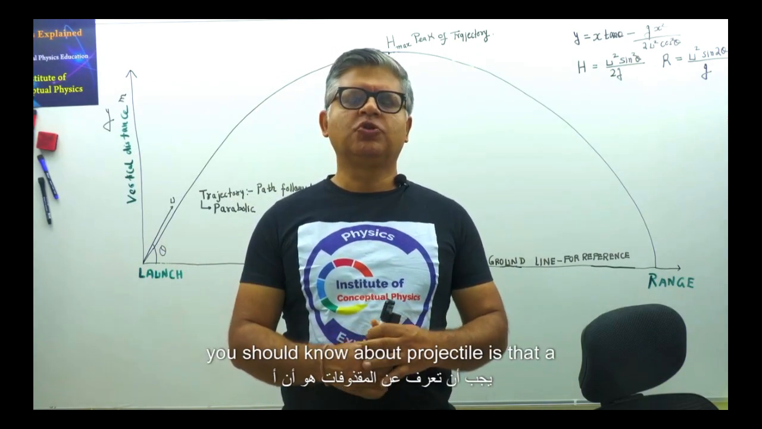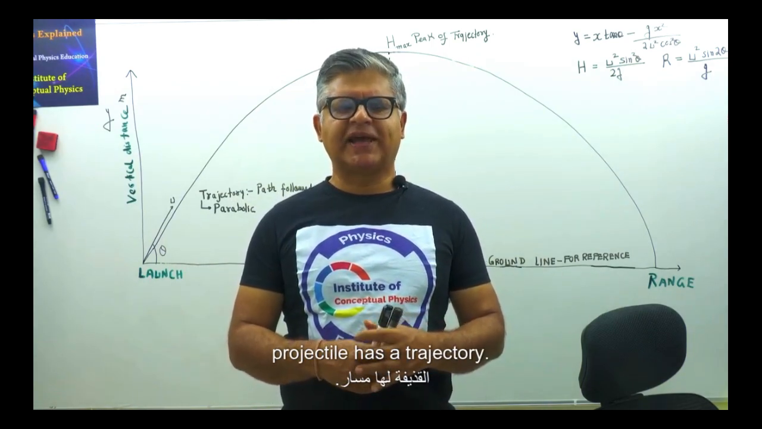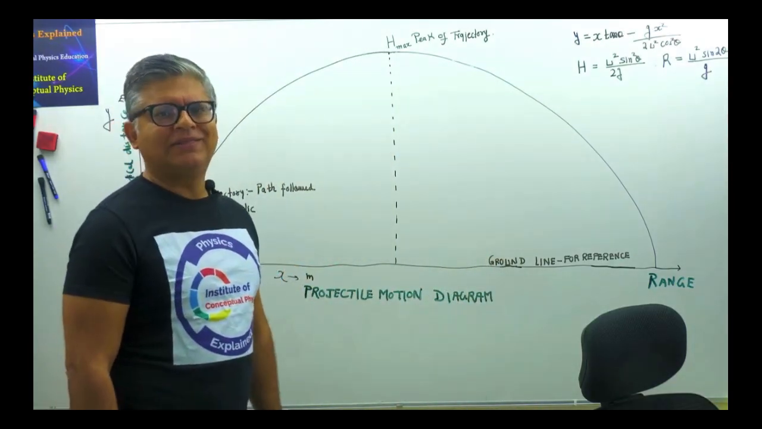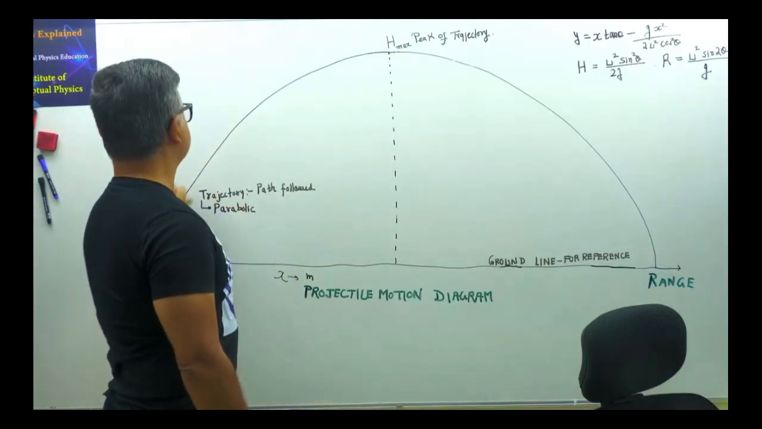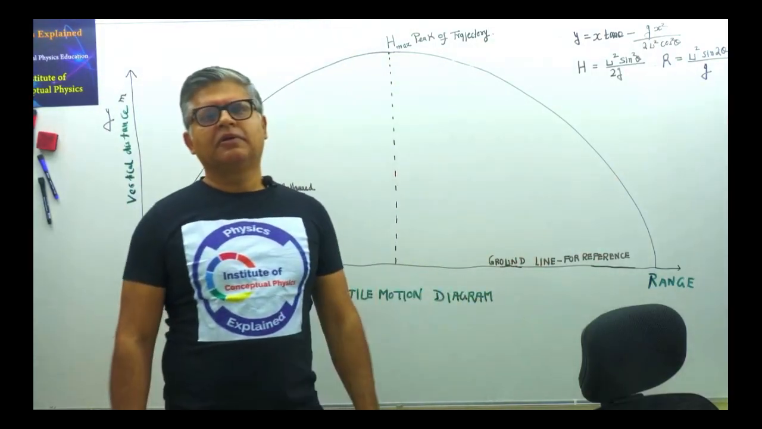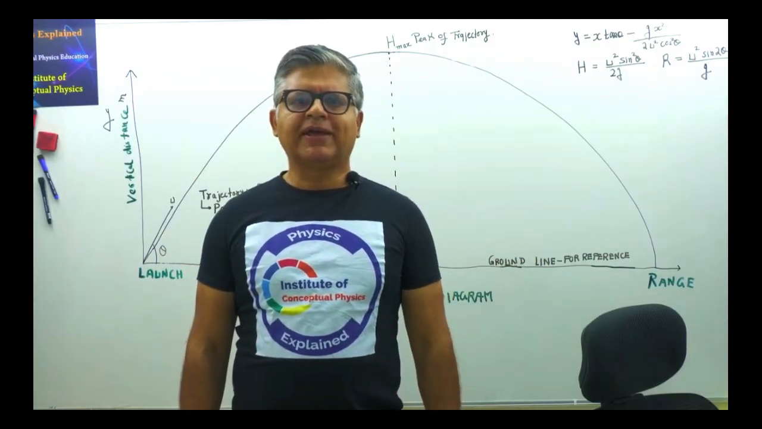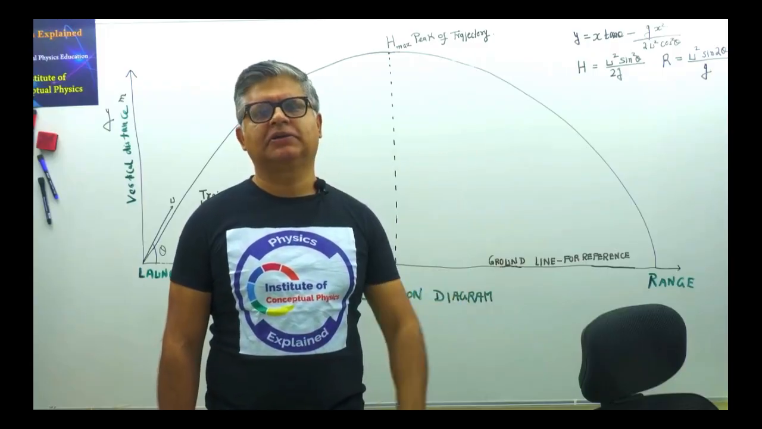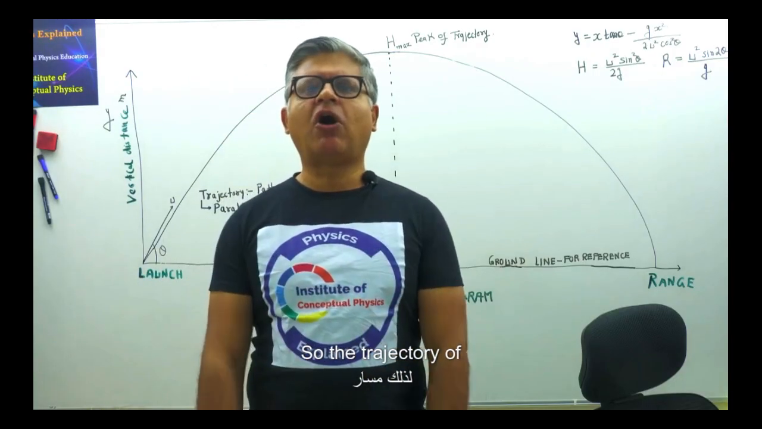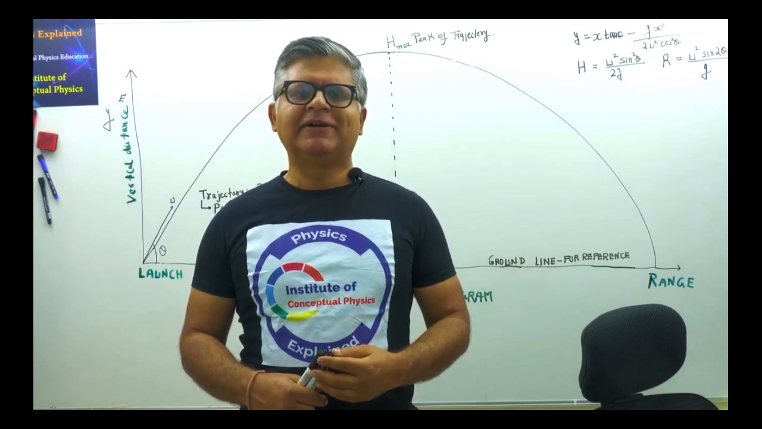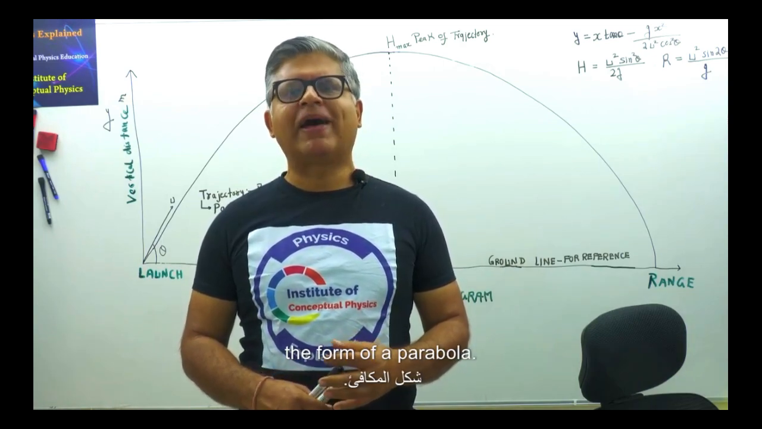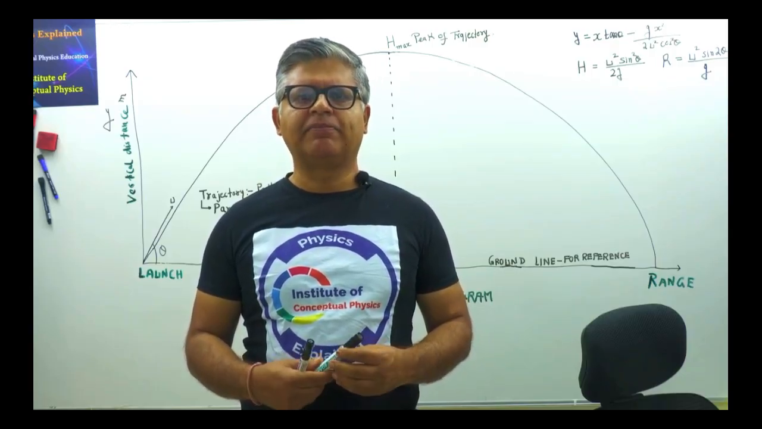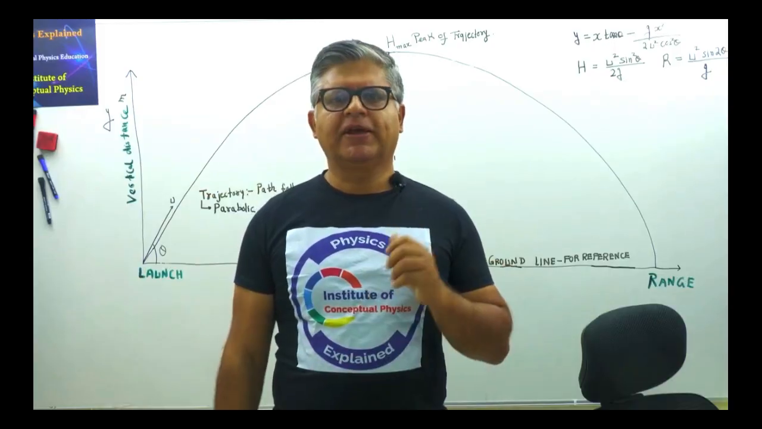First thing you should know about projectile is that a projectile has a trajectory. The shape of the path is this, and this path is parabolic. So the trajectory of the projectile takes the form of a parabola. You would hear this term many places, trajectory, parabola. Let me just bring them together. I hope this is making sense.